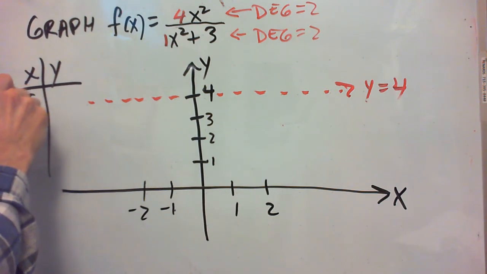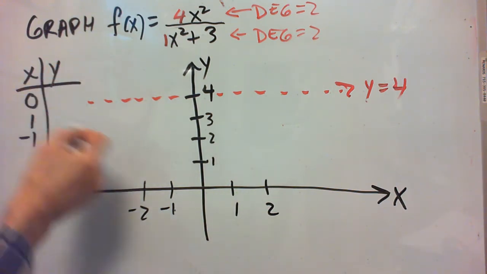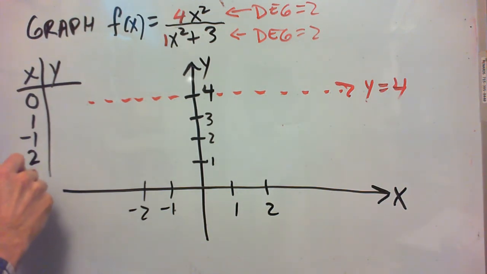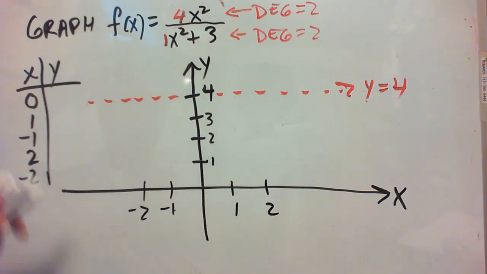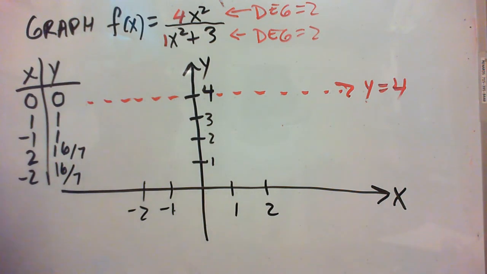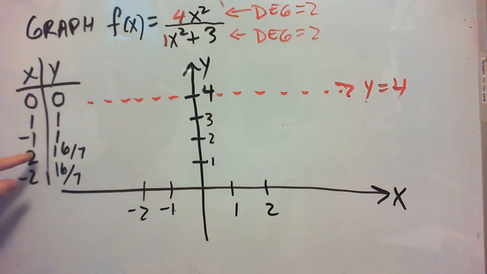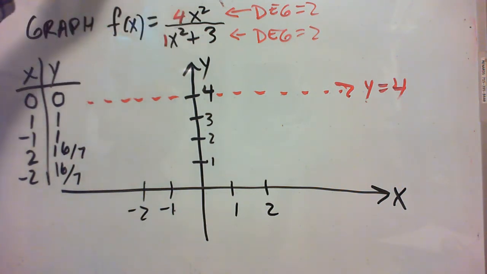So all we have to do is find some points in the middle. The best point you could pick is x equals 0, x equal 1, negative 1, maybe 2 more. You don't really even need 2 more, but we'll do 2 more. X equal 2 and negative 2. So find those y values, plot your points, and finish this graph. So pause the video and do that. So when you plug in those x values, 0 gives you 0, 1 gives you 4 over 4, 1, negative 1 the same, 2 gives you 16 over 7, and negative 2 gives you the same.